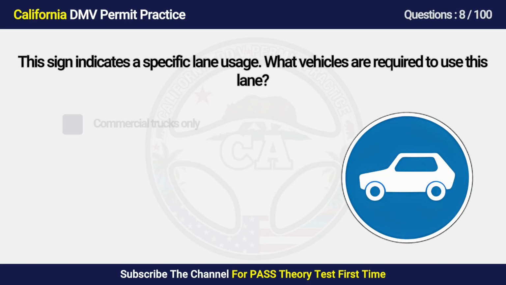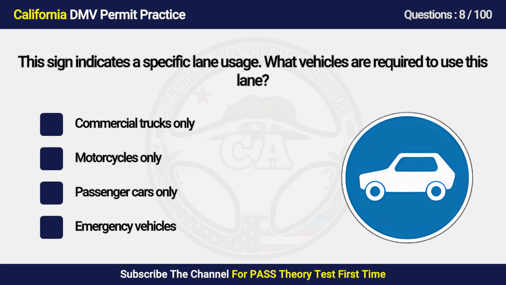Question 8. This sign indicates a specific lane usage. What vehicles are required to use this lane? A. Commercial trucks only. B. Motorcycles only. C. Passenger cars only. D. Emergency vehicles.